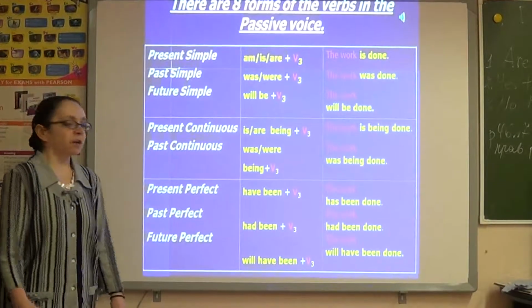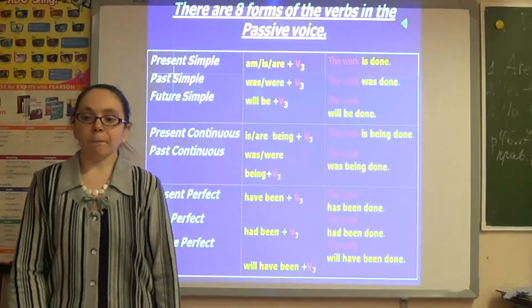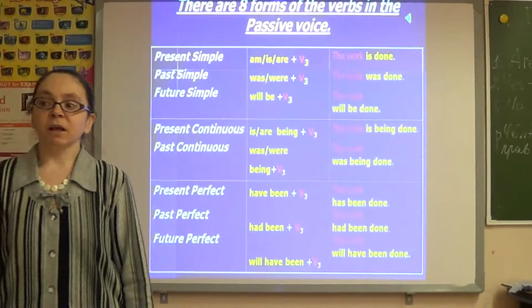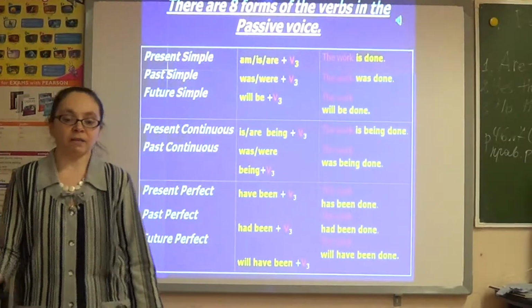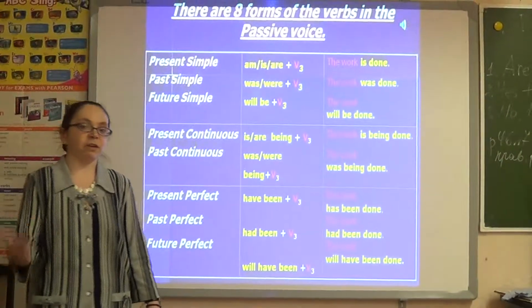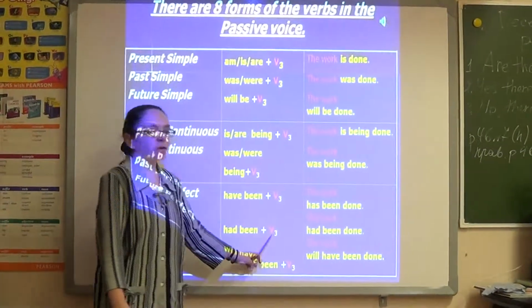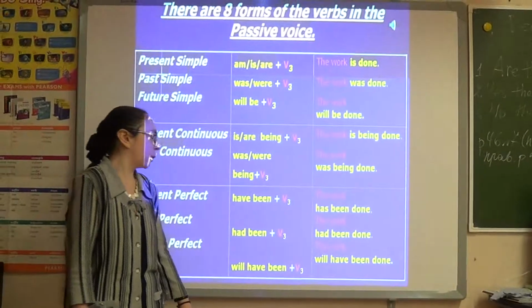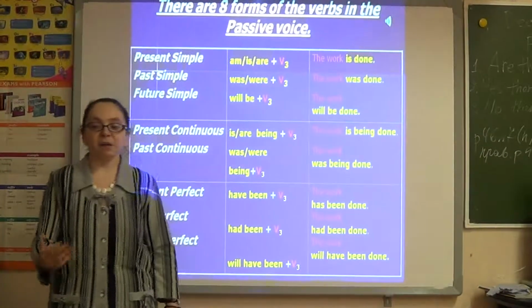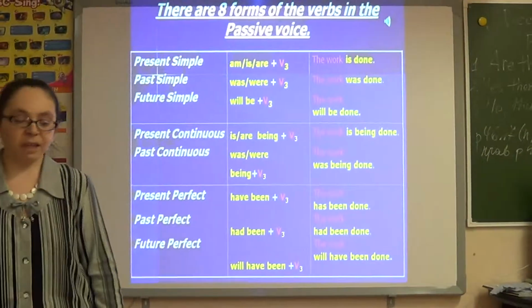Past perfect is the same thing, but we use had instead of has or have to show that it's the past. So, had been plus the third form of the main verb. The work had been done when I came.